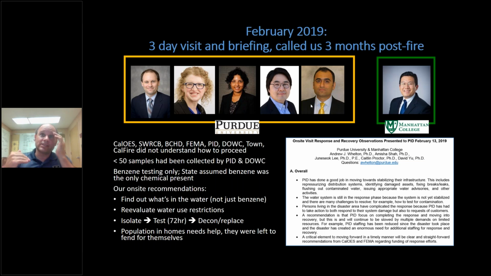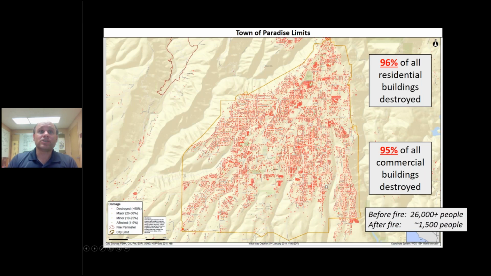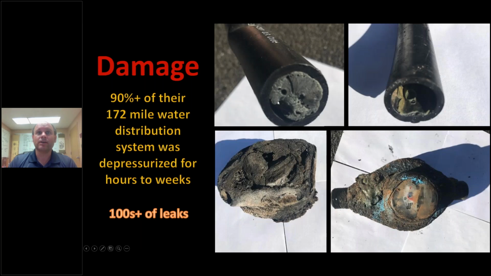And so basically we set up Paradise towards hunting for contamination in their 172-mile system. And they did that. This just gives you a map of the town of Paradise, which used to have a population of about 26,000 people. Every red dot is a destroyed or damaged building. Every green dot is a standing structure. And they, of course, had significant damage in the area.